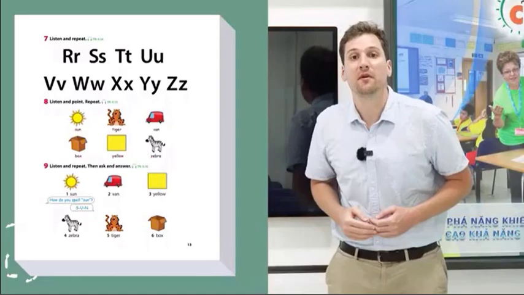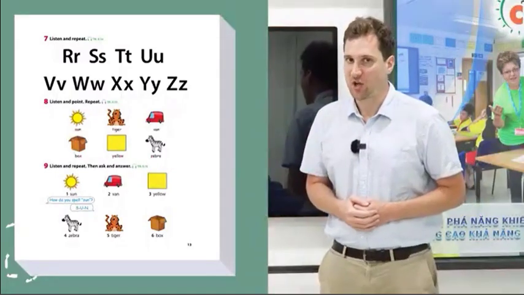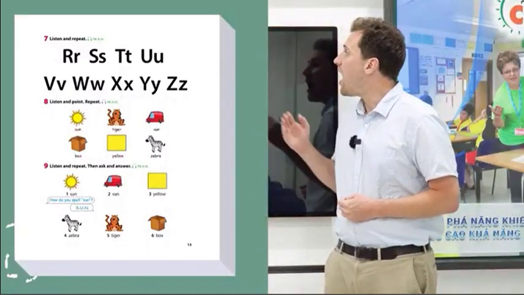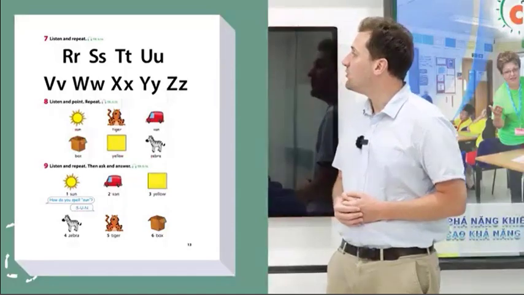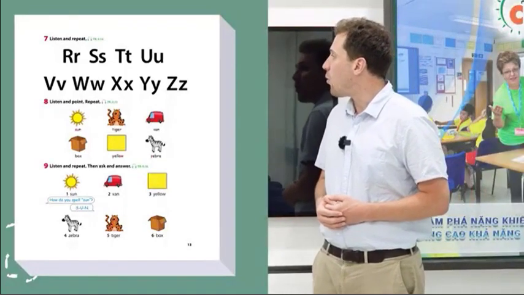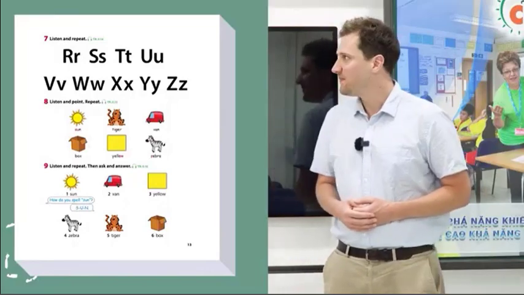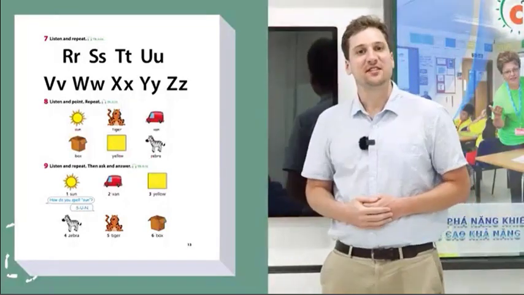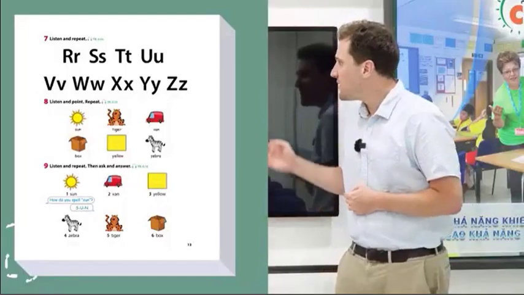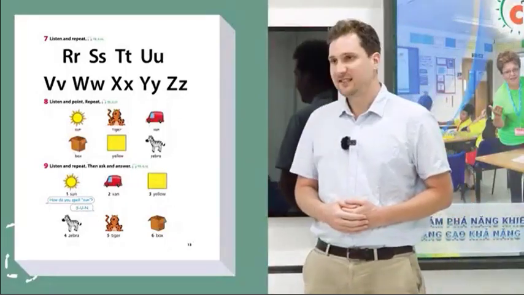Exercises 7, 8 and 9. In this lesson, we're going to be focusing on the next 8 letters of the alphabet. R, S, T, U, V, W, X, Y, and Z. Once you've done this listen and repeat with the letters, you can then move on to exercise 8.